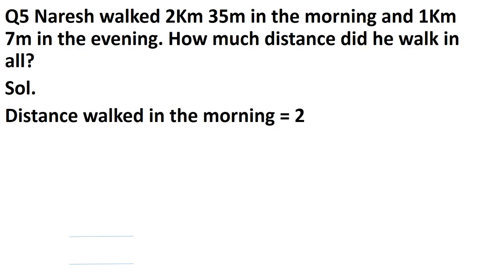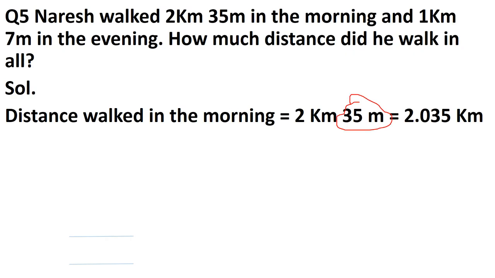Distance walked in the morning, it is 2 kilometer 35 meter, which is equal to 2 decimal 035 kilometer. Have you understood how I have converted this 35 meter into kilometer? Because 1000 meter equal to 1 kilometer. So what I have done? I have done 35 divided by 1000.